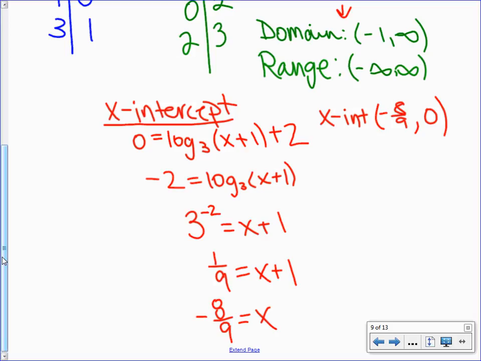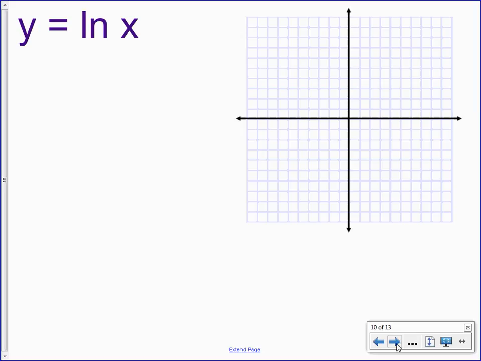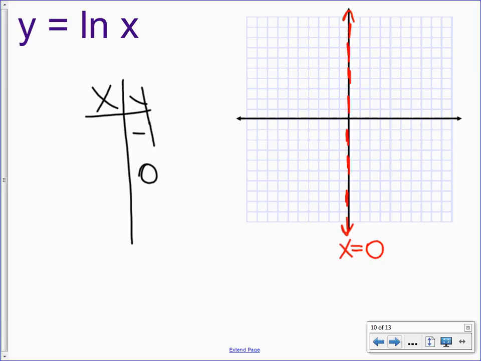Very quickly, let's talk about the graph of our natural logarithm. So this is just log base e, remember. We're still going to have an asymptote at x equals 0. And then when we think about the coordinates of this graph, since it's a logarithm, we want negative 1, 0, 1 in the y column.